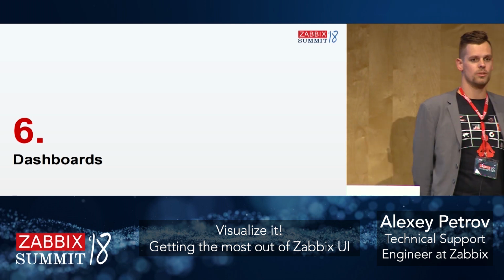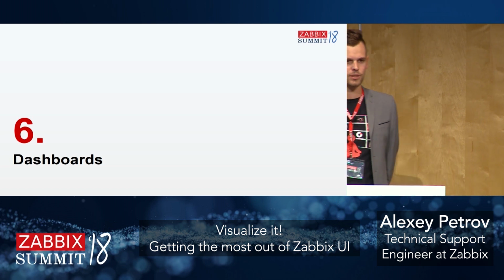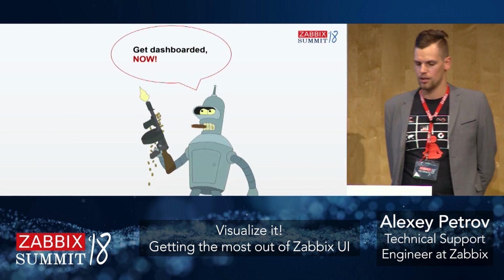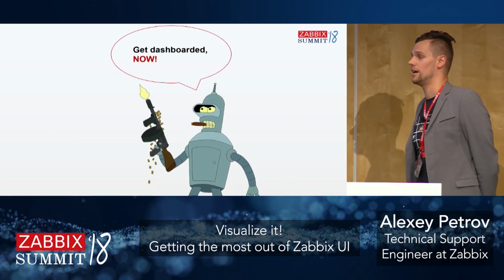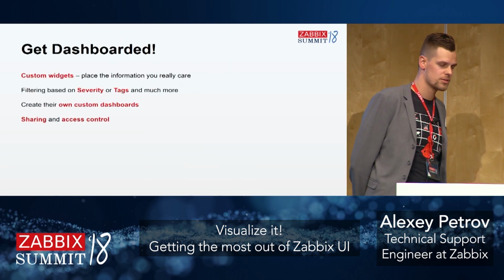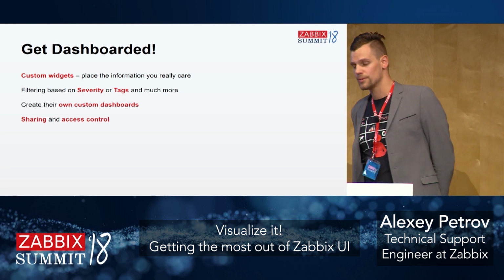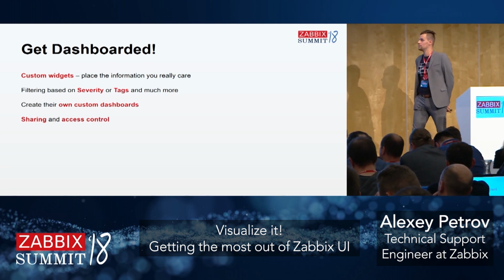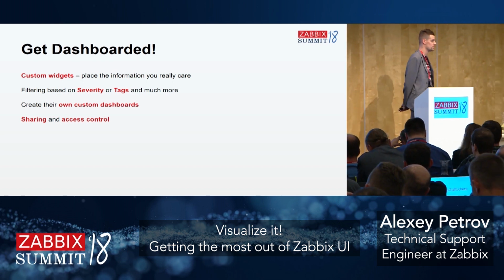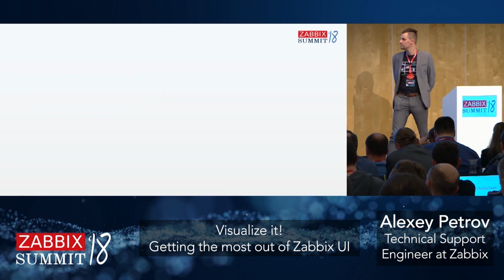After we've done all this huge work with configuring the items, the triggers, the maps, and all that stuff, we would like to place it on a dashboard. So get dashboarded, and it's better to do it now. We have really nice dashboards. So first thing is custom widgets. Place the information you really care about. Filtering based on the severities. And let the users create their own custom dashboards with the information they really care about. And of course, share your dashboard so you can do it.